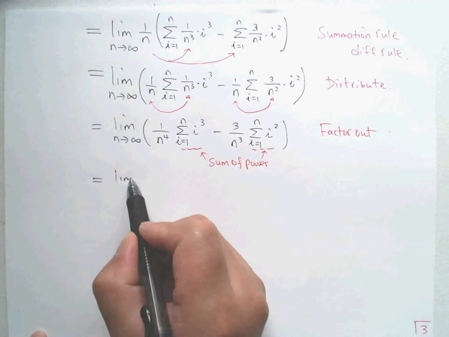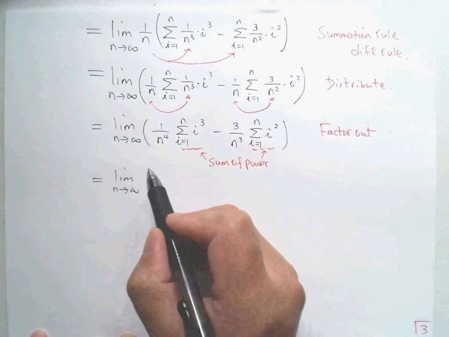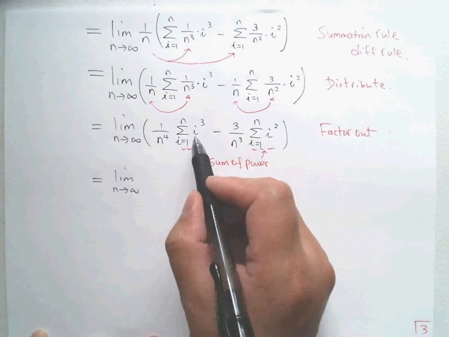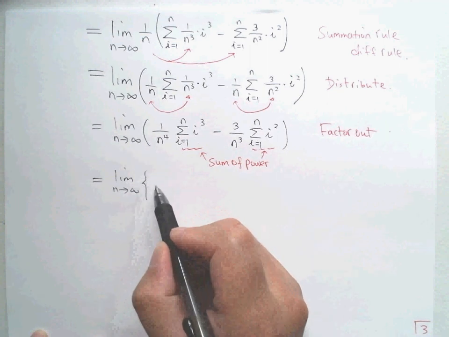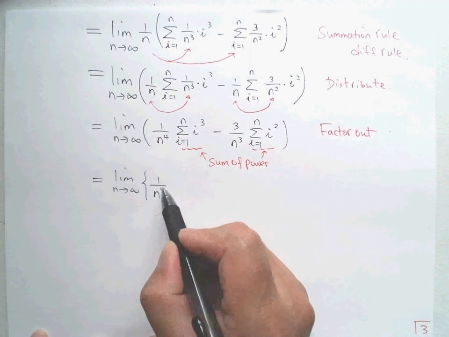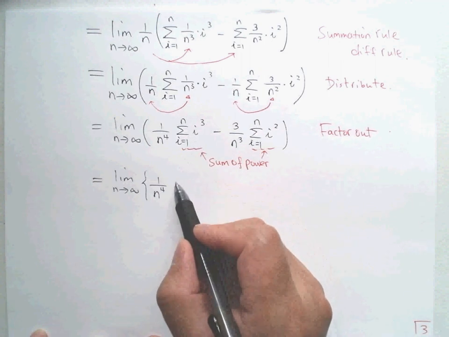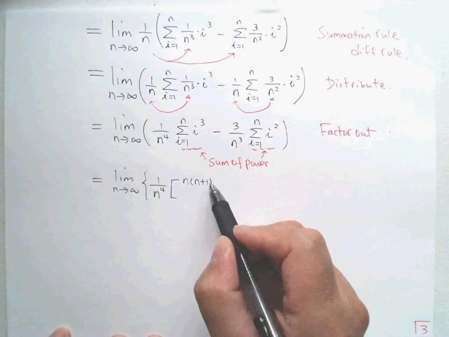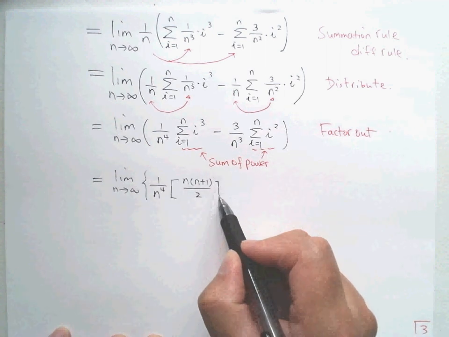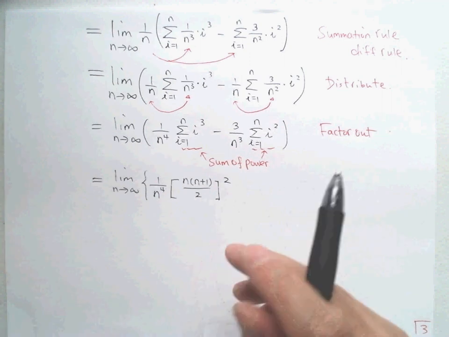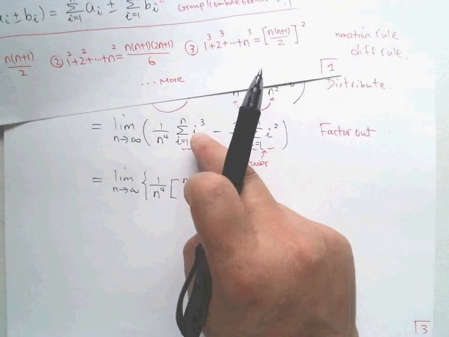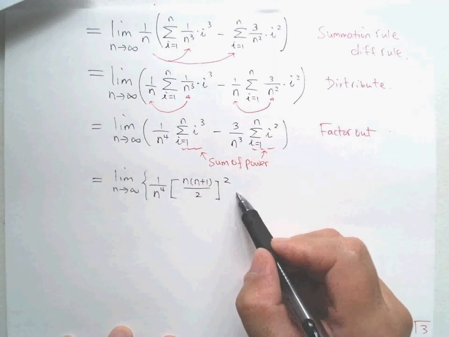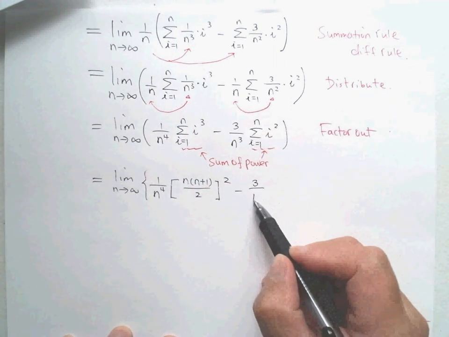Now let's plug in here, with the limit as n approaches infinity. The first one is complicated, so I put it here: 1 over n raised to the fourth power. Remember what this result is? This result is n plus 1 over 2, squared. So let's look. This is the cube, and the cube is this result. We plug it in here, and then this is the square, and the square is this result.